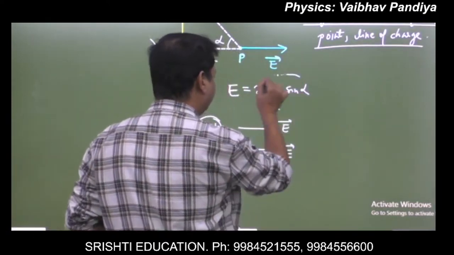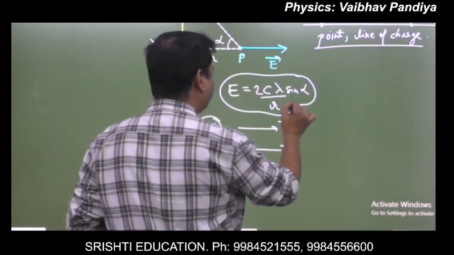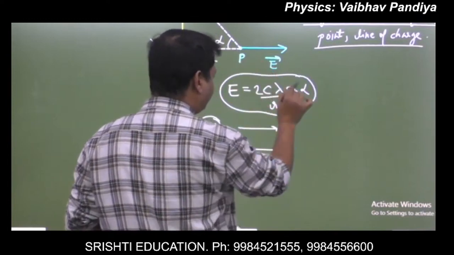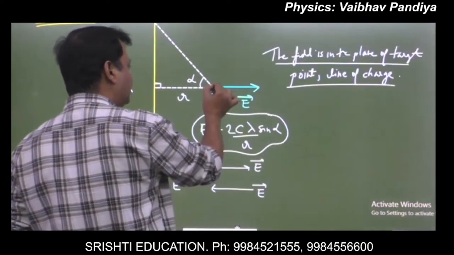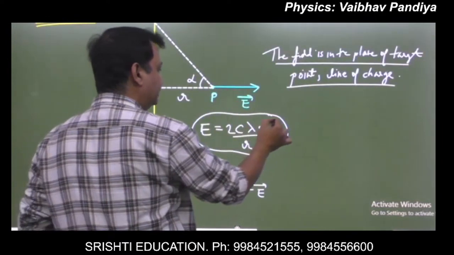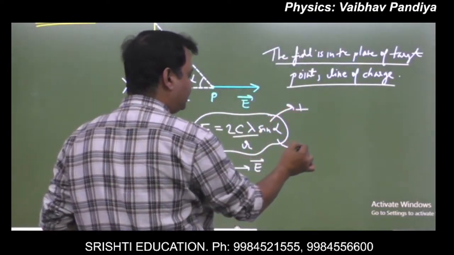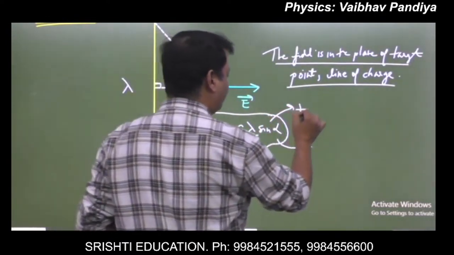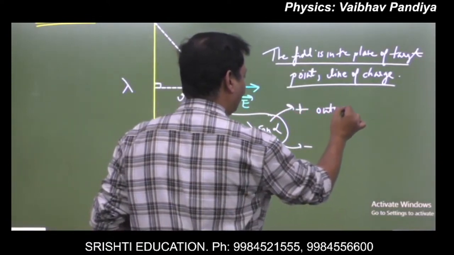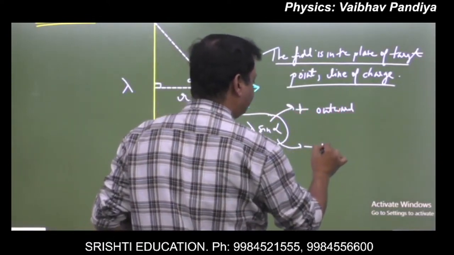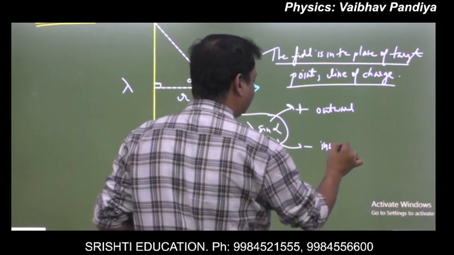So this equation without the modulus, you can use making E outward. When you are using this equation, make sure that you are making the vector E outward. Either it will come to be positive or it will come to be negative. If it comes to be positive, the field will be outward. If it comes to be negative, the field will be inward.